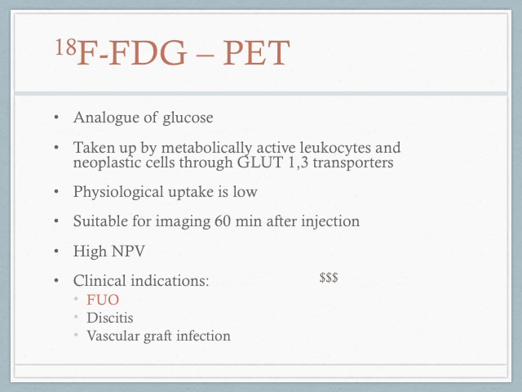So I'll tell you about the last radionuclide, and then I have a table that summarizes them all. The fluorodeoxyglucose is used in PET scan imaging. It's an analog of glucose. It's taken up metabolically by active leukocytes and neoplastic cells, so it doesn't differentiate. It's taken up through the GLUT1 and 3 transporters. The physiologic uptake is low, so if it does highlight, it's probably something, either infection, inflammation, or neoplasm going on.